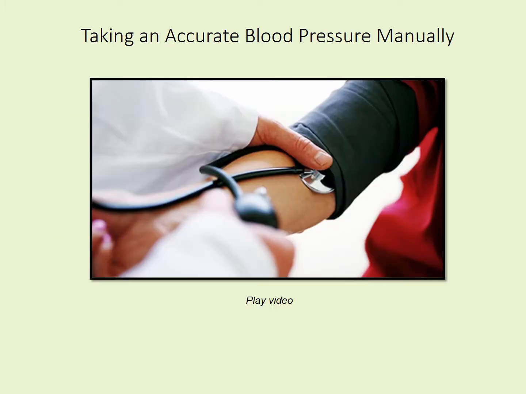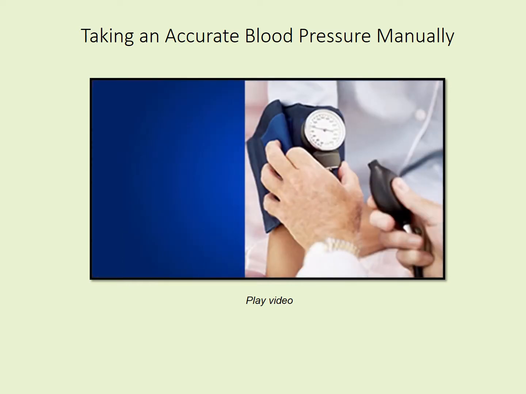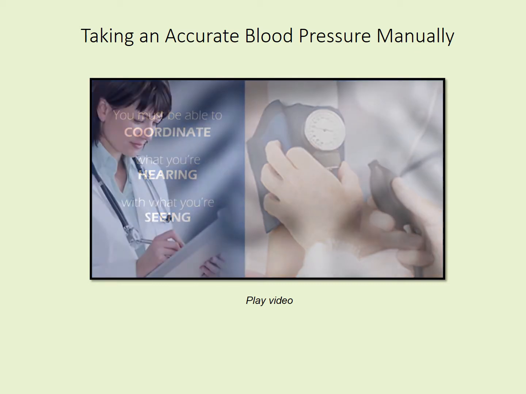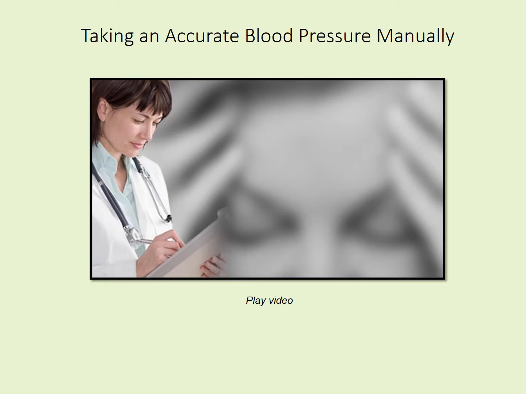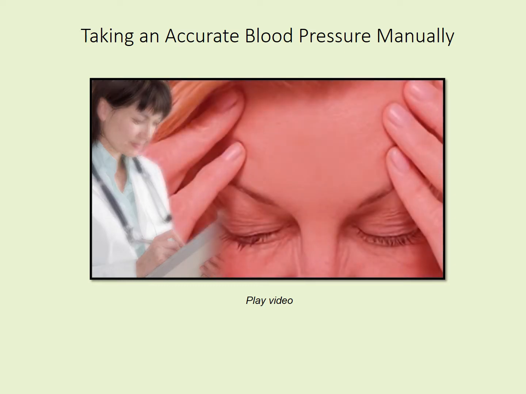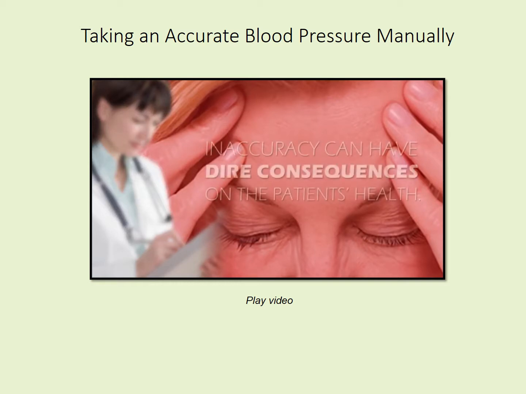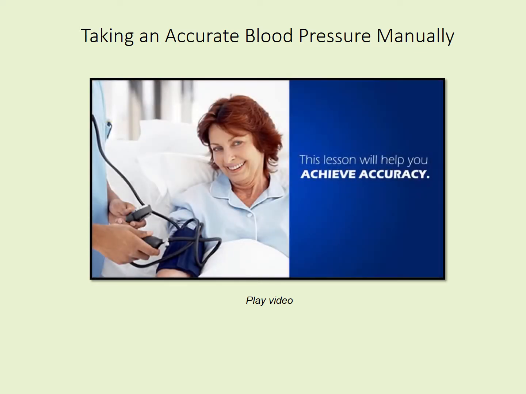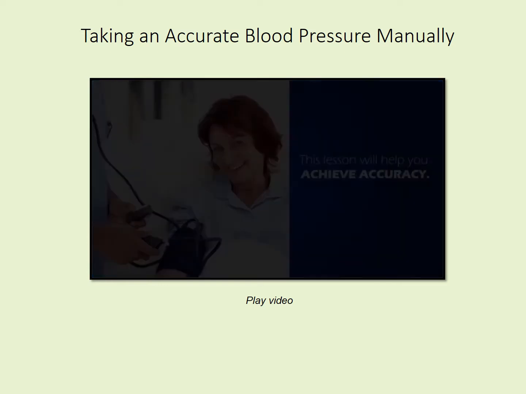Pressure measurement, and each step must be completed with accuracy. This is especially true when viewing the blood pressure dial and listening with the stethoscope. You must be able to effectively coordinate what you're hearing with what you're seeing. Just imagine if you recorded a patient's blood pressure as normal when in actuality their pressure was extremely high and they were at risk for having a stroke. Your inaccuracy can have dire consequences on the patient's overall health. This lesson will help you achieve accuracy when taking blood pressure measurements.